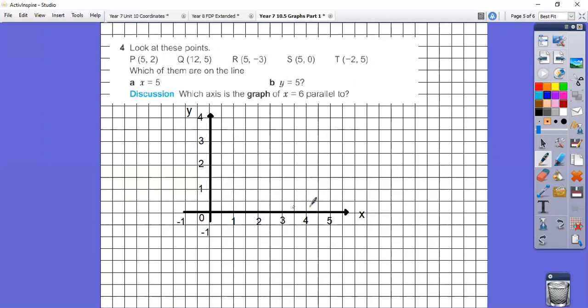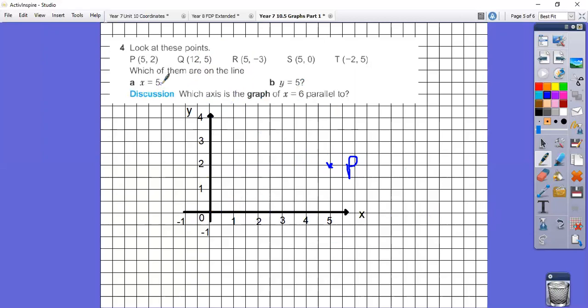Remember, going along the x-axis and up the y-axis. So (5, 2) is 5 along, 1, 2, 3, 4, 5, and 2 up, 1, 2. So that's this point here, P. And then (12, 5). Now, you will obviously make your graph bigger than mine. I didn't have enough space to fit mine, so make sure your axes go up to at least 12 for x and at least up to 5 for y.